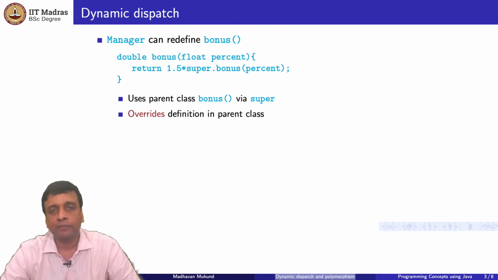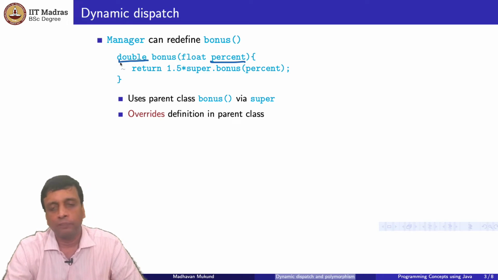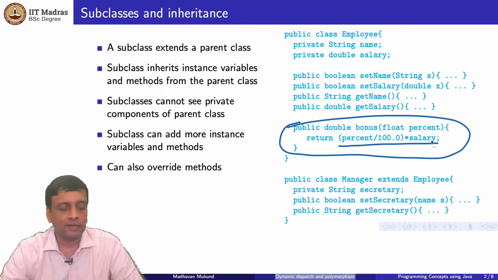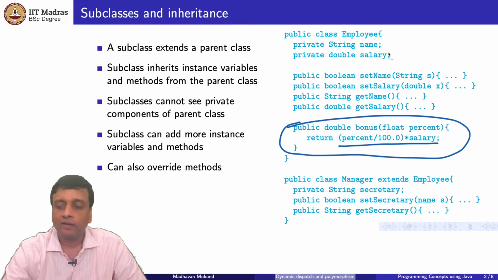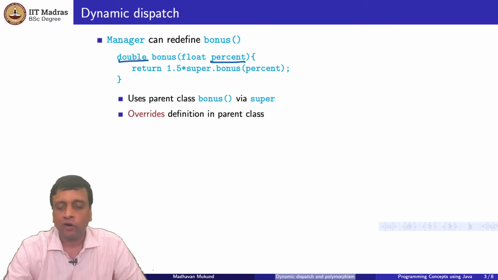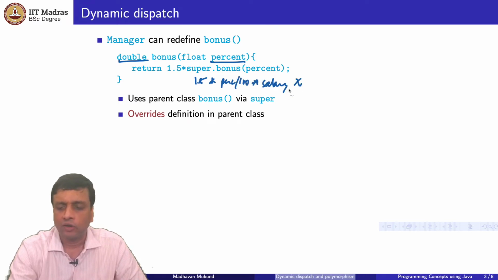So here could be a definition of the manager's bonus. The manager's bonus has the same signature, so it takes a float percentage as its input and it returns a double as the output. And notice that we are not actually computing the manager's bonus in terms of the salary. If you go back, you will see that for the employee, the bonus was computed as a percentage of salary. But notice that the salary is a private variable of employee, and since it is private, it is not visible to manager. So I cannot write here something like 1.5 times percentage by 100 times salary, because salary is not available to me. So this is not allowed.